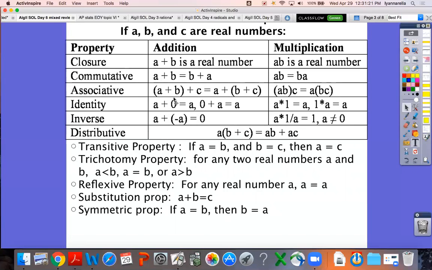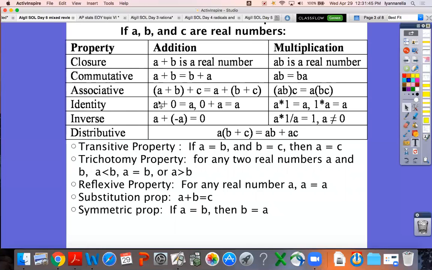For the associative property, you usually start with a pair of parentheses somewhere in the problem, and then it shifts to other numbers on the other side of the equation. So we started with the A plus B, and we ended with the B plus C. We started with the A plus B, and we ended with the B plus C for multiplication. And you have to call out whether it's the associative property of addition or the associative property of multiplication, so you don't get the two mixed up.